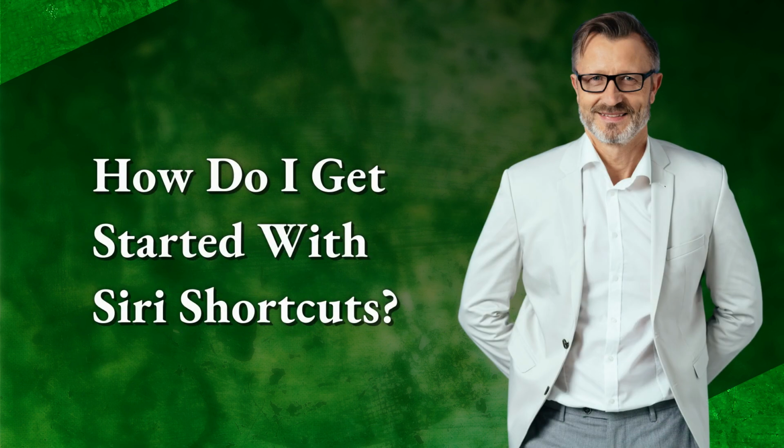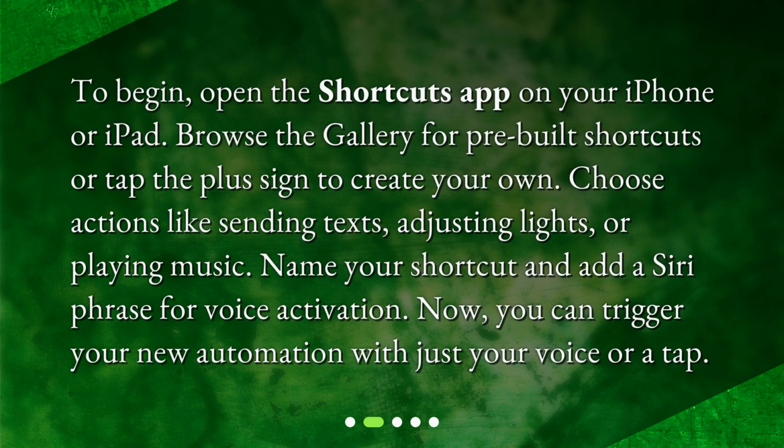How do I get started with Siri shortcuts? To begin, open the Shortcuts app on your iPhone or iPad. Browse the gallery for pre-built shortcuts or tap the plus sign to create your own. Choose actions like sending texts, adjusting lights, or playing music. Name your shortcut and add a Siri phrase for voice activation. Now, you can trigger your new automation with just your voice or a tap.